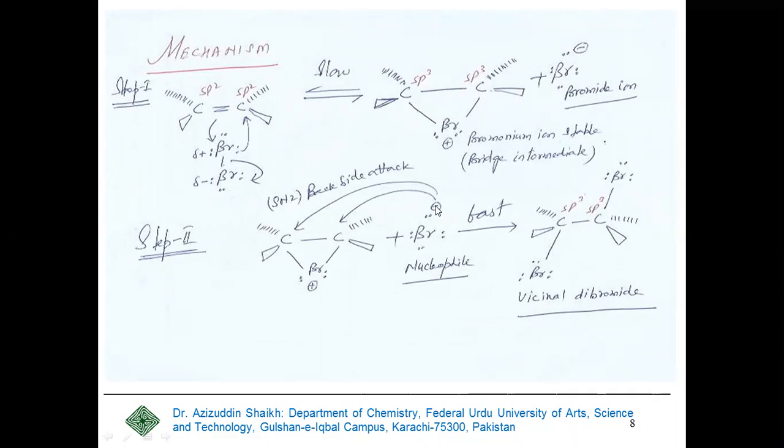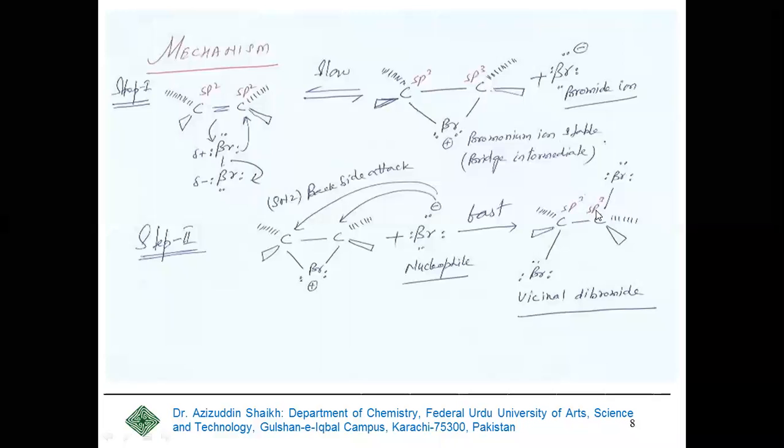So there are two sides available for attack, this carbon and this carbon. As a result, two compounds are obtained with two different stereochemistries. Stereoisomers are generated, two enantiomers or diastereomers. So this is the second step. The bromide attacks on this carbon and this carbon, and as a result an sp3 hybridized single dibromide is obtained.